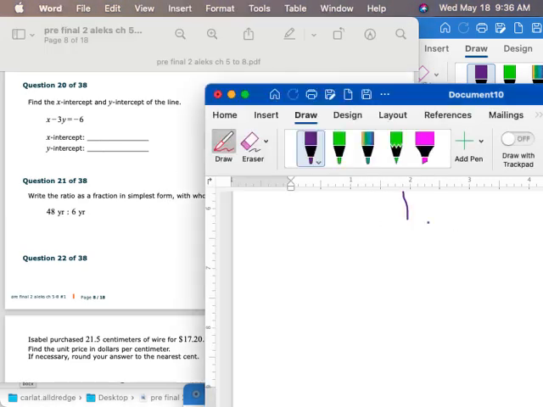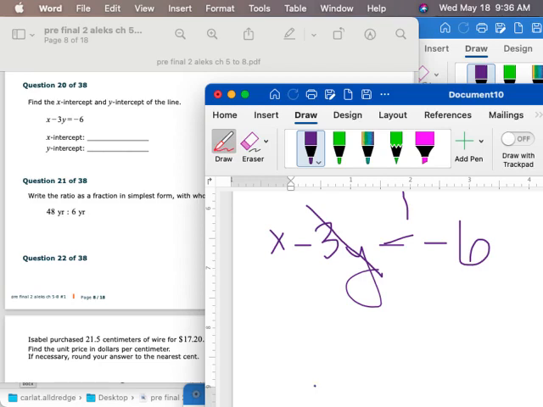Okay, so for the x-intercept, we're going to write the equation x minus 3y equals negative 6. Okay, so now we're going to do what? To find the x-intercept, what do we do? We cover up the y. We put our hand over the y, and we find out what the x would be. So x would have to be negative 6. So the x-intercept is negative 6, or we could write negative 6, 0 as a point, correct?